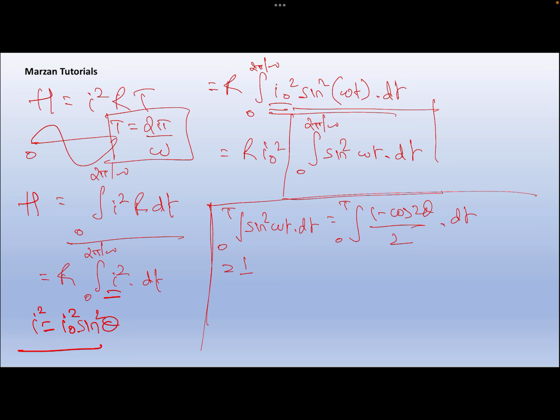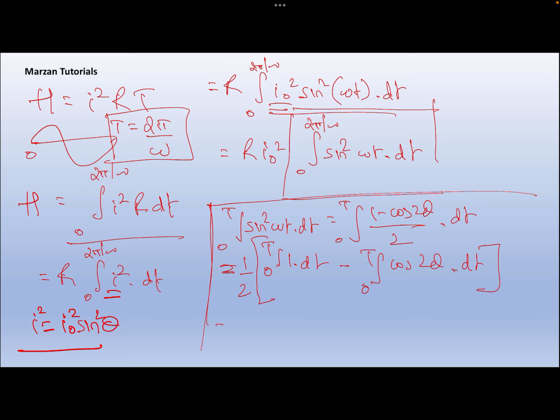This will become 1 upon 2 integration of 0 to t 1 dt, minus, this entire thing is in bracket, integration 0 to t cos 2 theta dt. Understood? This 2 is common for both of them. Okay, fine. So this will become how much?